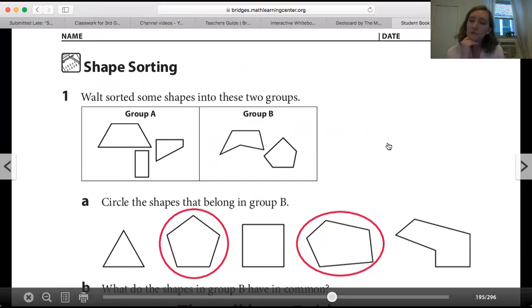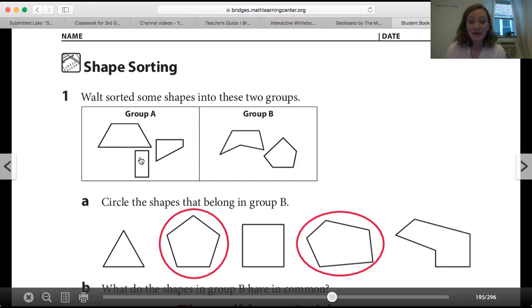Why? Go ahead and tell the person next to you, think about it. Why do those shapes belong in group B? Look at what group A shapes all have in common. Maybe count the sides of group A. You can pause the video if you need more time to talk. The shapes in group A each have 4 sides. 1, 2, 3, 4. They're all quadrilaterals. They all have four sides.